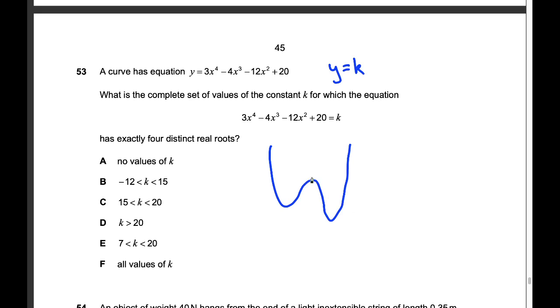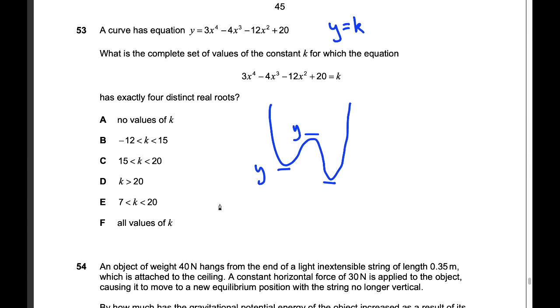So if we know this height here, and this height here, where all three of these are, the set of 4 solutions is going to be between these two, right? Any line that goes between these two will have 4 solutions. Any line outside that range will have fewer solutions, sorry. So we need to know this y-coordinate and this y-coordinate. There's only one way to really work out the y-coordinates of maxima and minima. That is to differentiate and set that equal to 0.